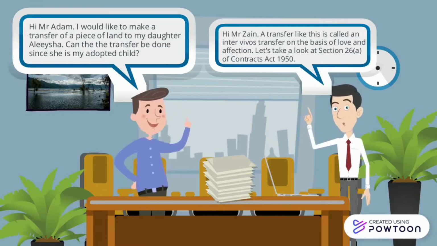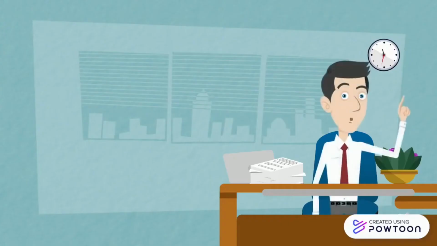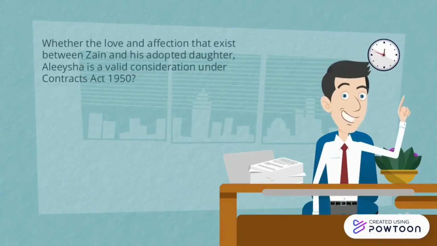Let's take a look at Section 26A of the Contracts Act 1950. The real issue here is whether the love and affection that exists between Zain and his adopted daughter, Alicia, is a valid consideration under the Contracts Act 1950.